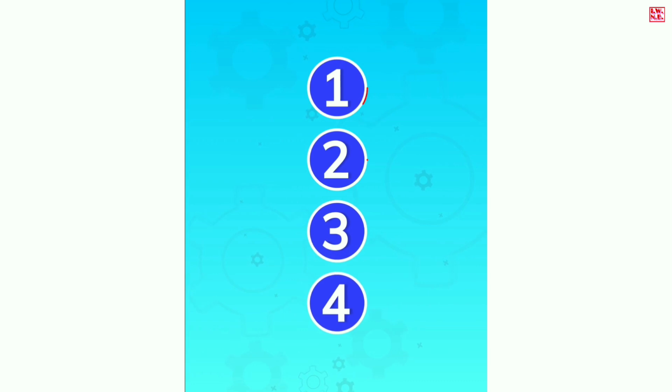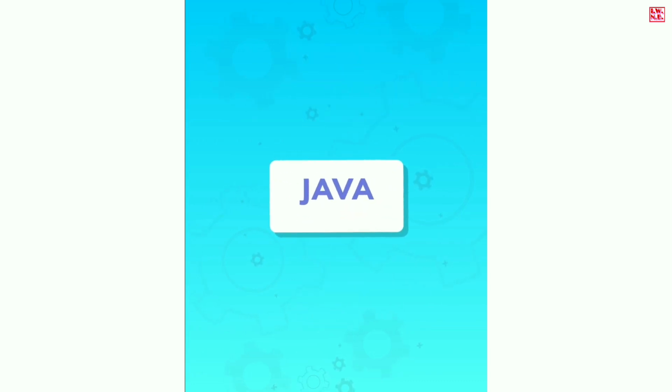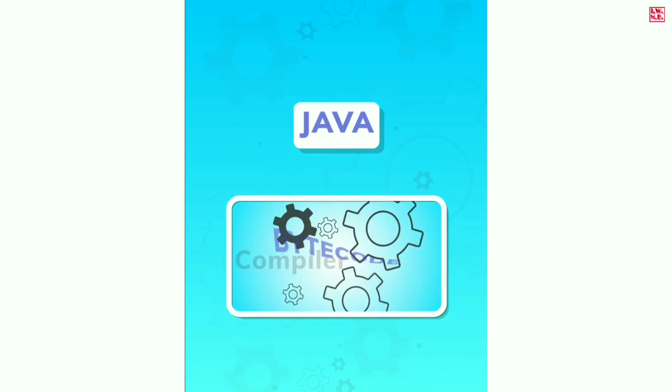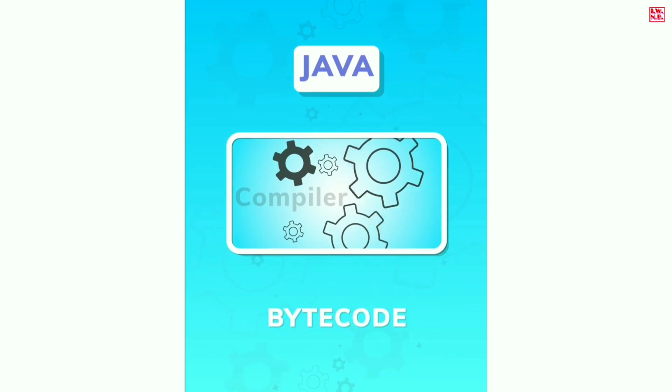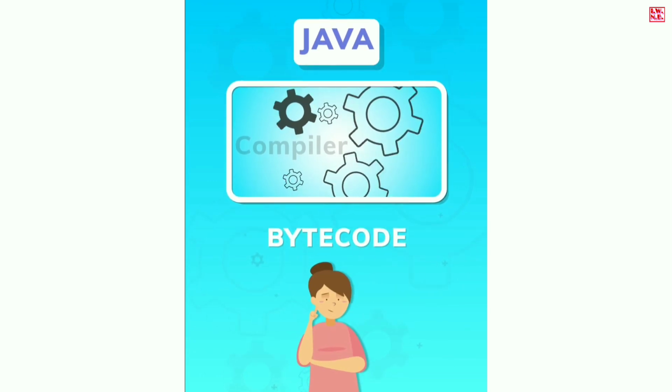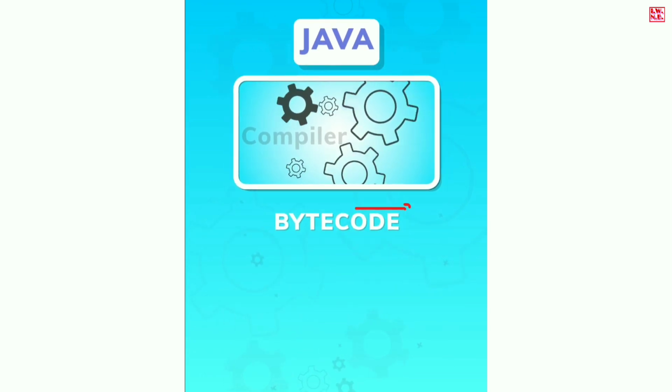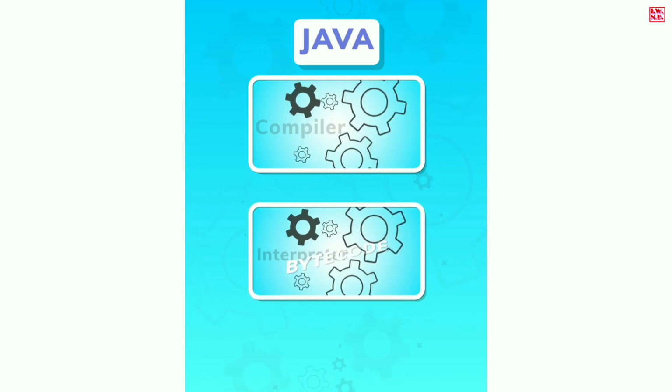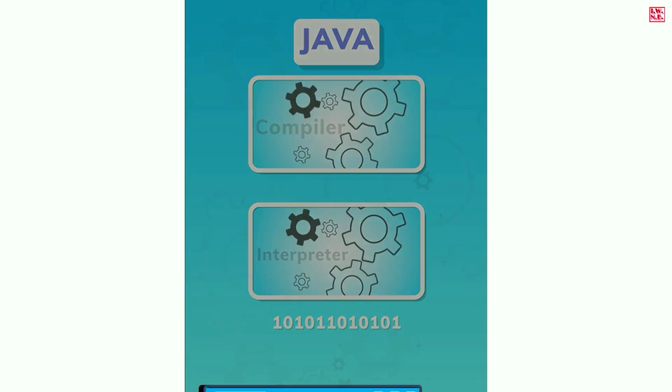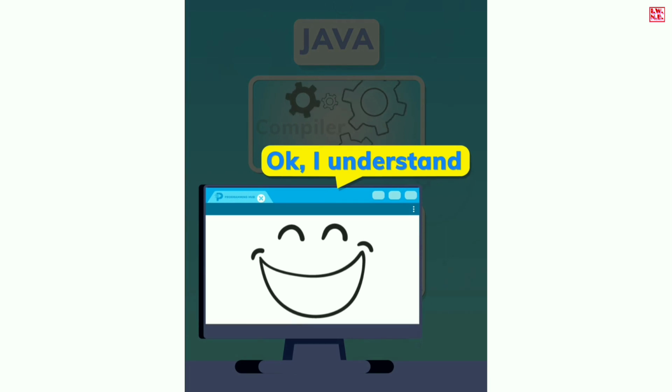This can be explained in 4 simple steps. First, we write a list of commands in the English-based Java program. Then, the program is converted into an intermediate version called bytecode. The bytecode is not readable by humans anymore. The bytecode is then read by a special software called the Java interpreter, which translates it to a machine-friendly language. Finally, the computer reads the translated code and performs the tasks.